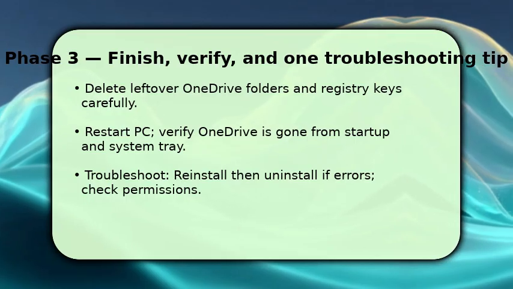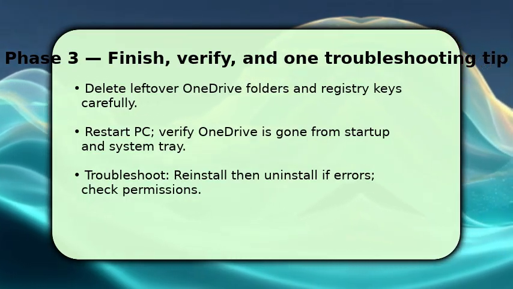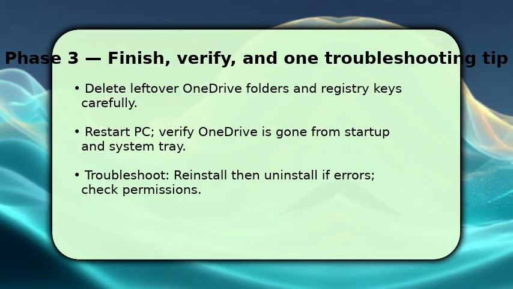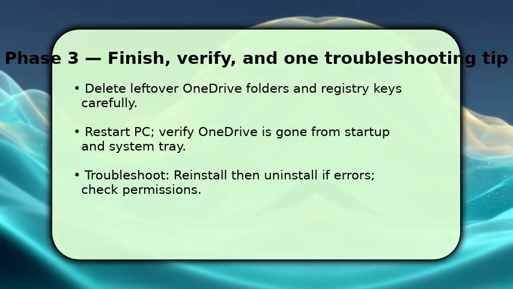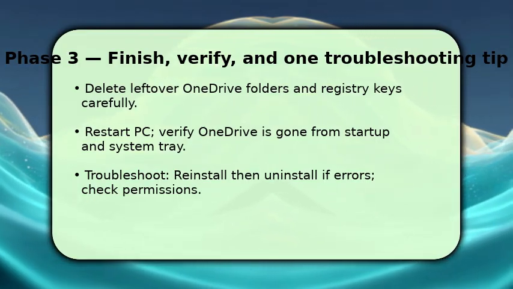Restart the PC and confirm OneDrive no longer appears in the system tray or startup. If something goes wrong, reinstall OneDrive and then remove it again, or run the uninstall as administrator. This resolves most permission or corrupted install issues.